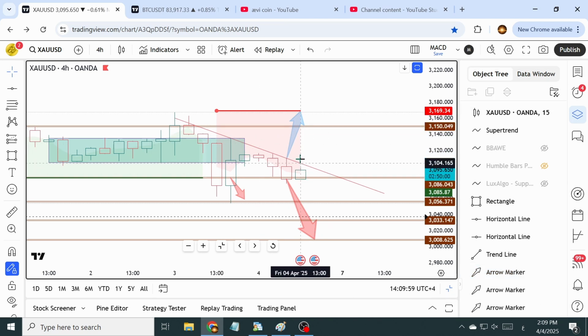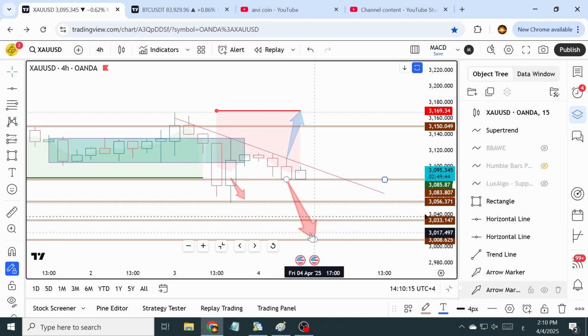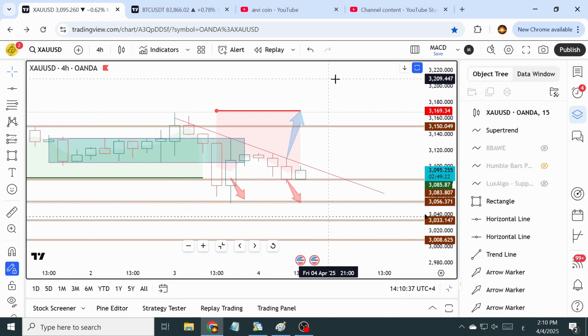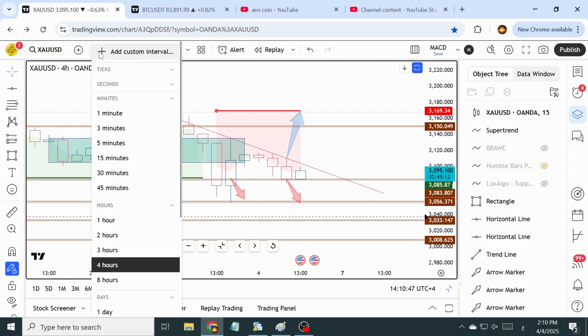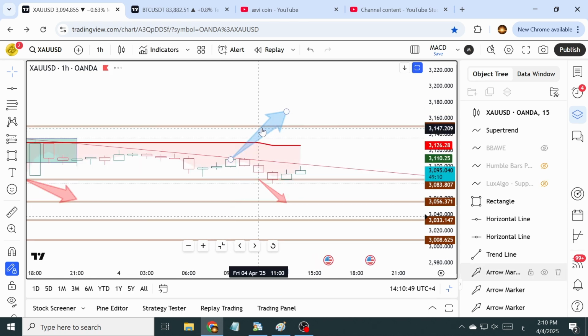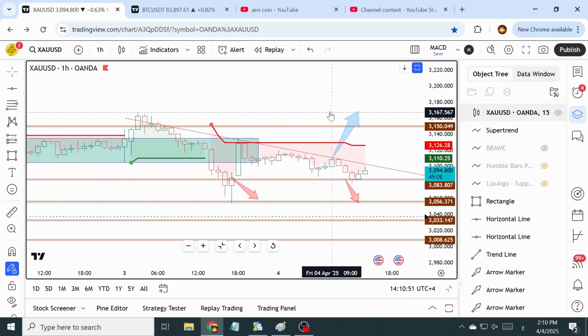What I'm expecting is an attempt to close below the support we see here and a test for these three levels. Now how will we know if the price will break this trend line and go to the upper side or will continue its momentum? We have to be very watchful for the 1 hour super trend.